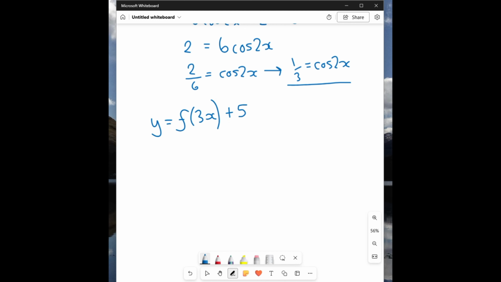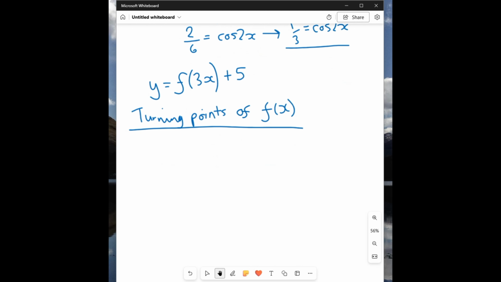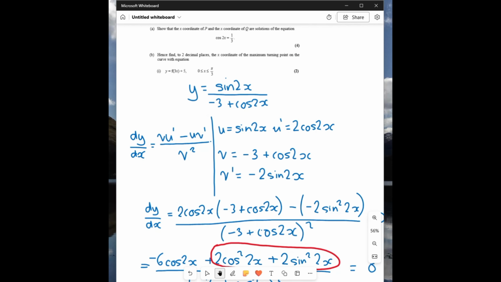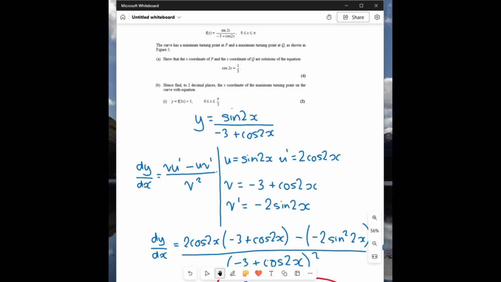So if I want to first of all figure out the turning points of f of x, so let's do that. Let's figure out first of all the turning points of f of x, because the idea is we can then think about the graph transformation that's occurred and then think about how that's going to affect our turning points. So we have a third is equal to cos of 2x. So first of all, I'm just going to draw out what cos of 2x looks like. And our range, if you remember, is between 0 and pi.